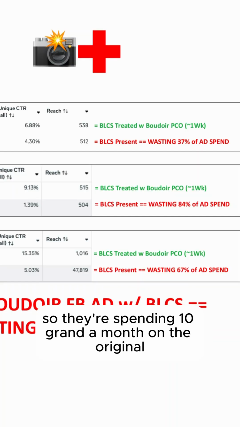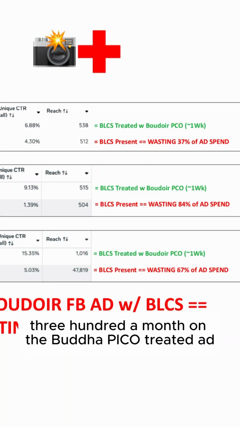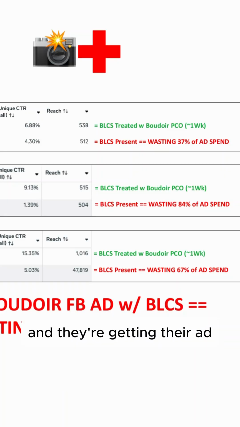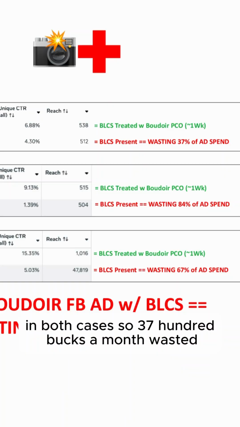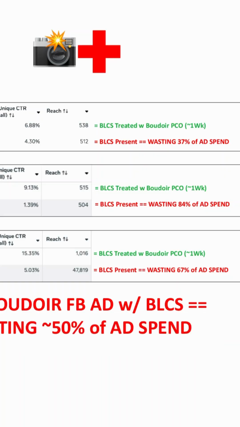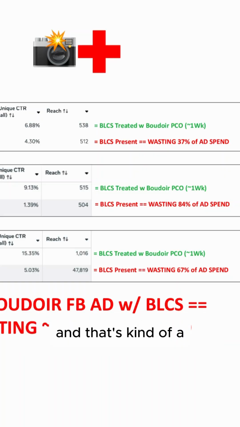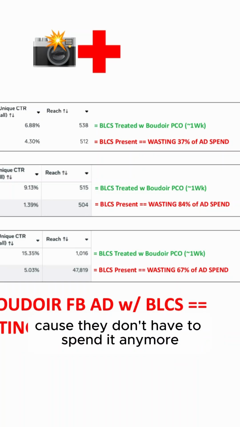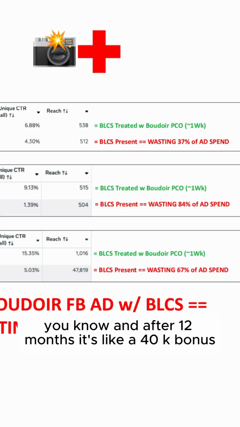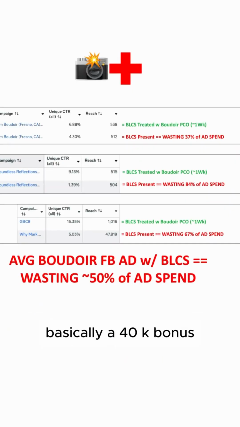So if they're spending 10 grand a month on the original, they now only have to spend 6,300 a month on the Boudoir Pico treated ad, and they're getting their ad into the same number of women's brains in both cases. So that's 3,700 bucks a month wasted. We can stop spending that, and that's kind of a bonus back in the business owner's pocket because they don't have to spend it anymore. And after 12 months, that's like a 40K bonus. So $3,700 bonus every single month, basically a 40K bonus.